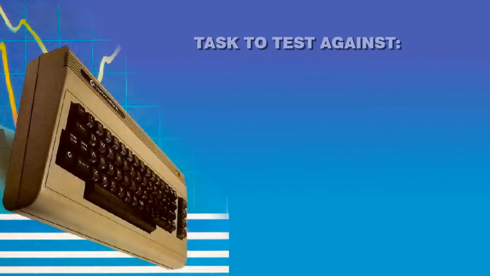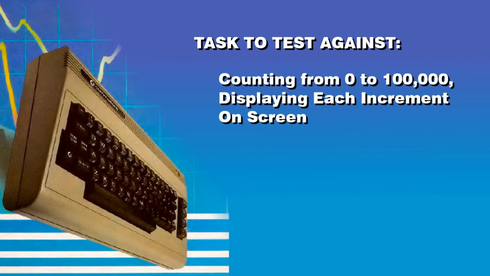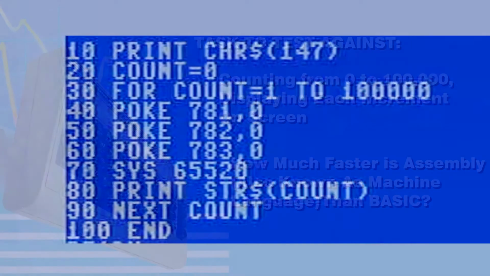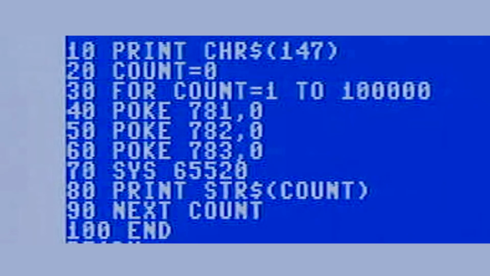So for this video, here's the test in our C64 BASIC versus assembly competition: counting from 0 to 100,000, displaying each increment on the first row of the display as it counts. How much faster is assembly versus BASIC at this task? As mentioned earlier, it's common knowledge that BASIC programs execute more slowly than machine code, but just how much faster can this task be accomplished via an assembly program? First, let's take a look at the programs themselves. We'll start with the BASIC program.